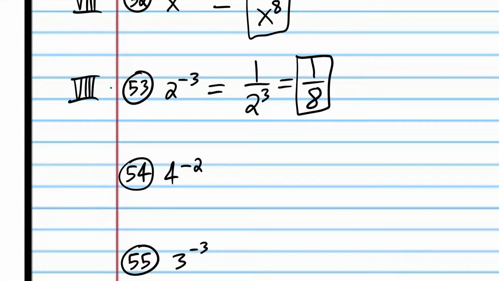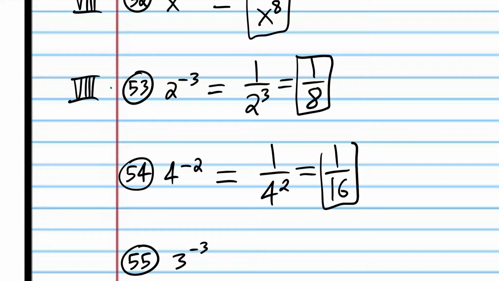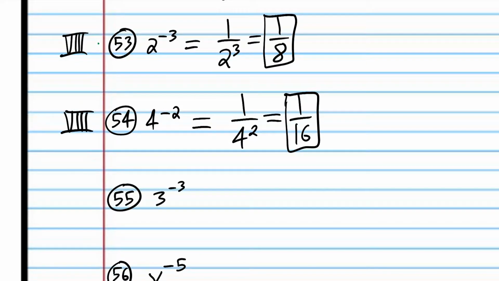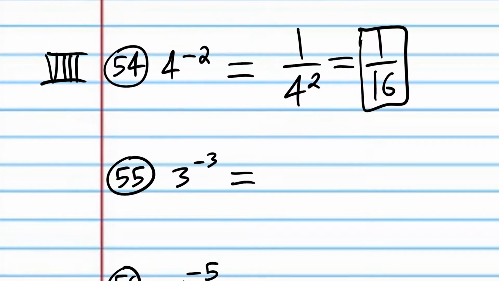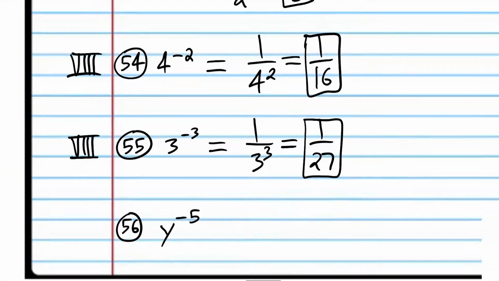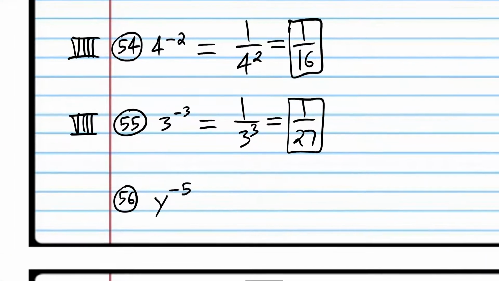All right, we're back. We have 1 over 4 squared, which is 1 over 16. So if you got that answer, good job. And that is rule number 8. Try 55, and when you come back, we'll do it together. All right, we're back. So whenever you have a negative power, you just write it as a positive power under 1. And if you got that answer, good job. Try number 56, and when you come back, we'll do it together.